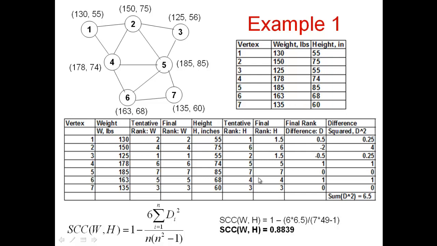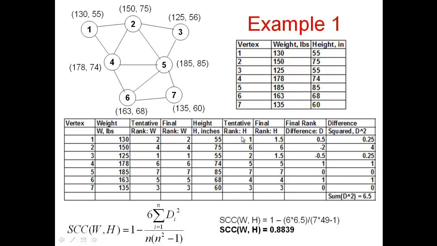Then we have 3. So 60, there was no tie, so final rank is the same as tentative rank. Then 4, 5, 6 and 7. So once you get the final rank values for the two metrics, height and weight, we'll find the rank difference. So basically compute the difference in the final rank values.